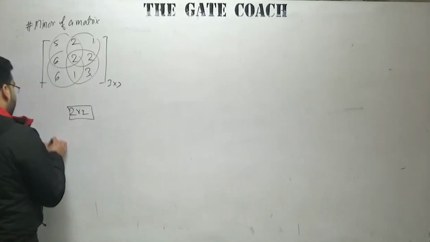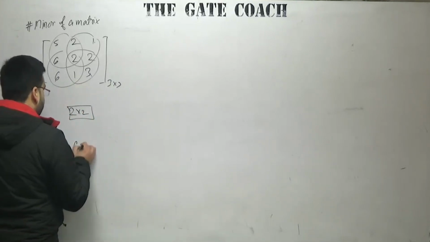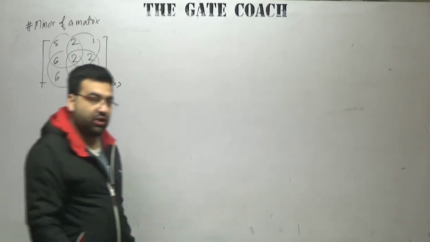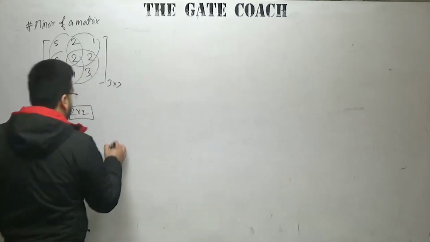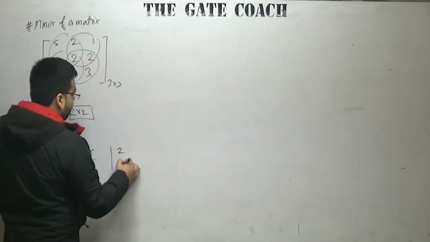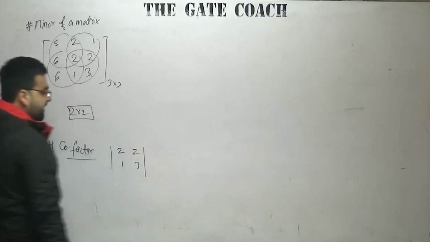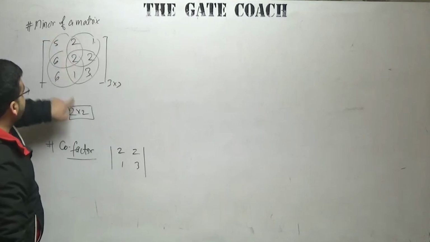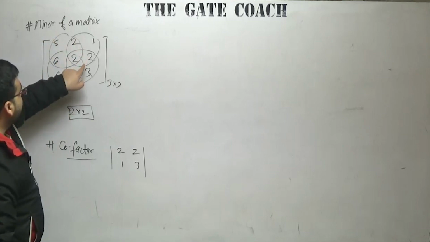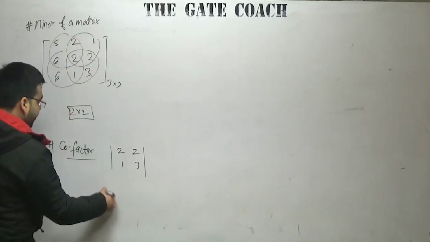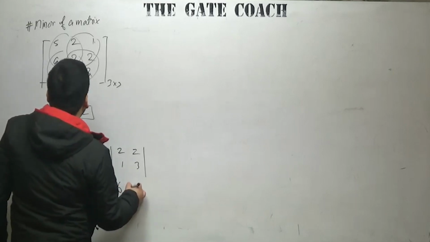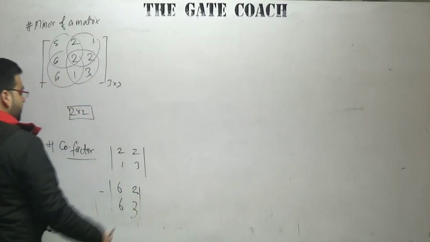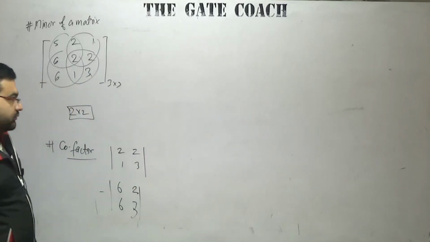Then we have cofactors. What is a cofactor? That is the determinant of the minor of a matrix. For example, you take the determinant of 2, 1, 2, 3 with the respective sign. How to calculate the sign? If this is positive, then 6, 6, 2, 3 will be negative. Negative of the determinant of 6, 6, 2, 3. Clear? So these are called the cofactors.